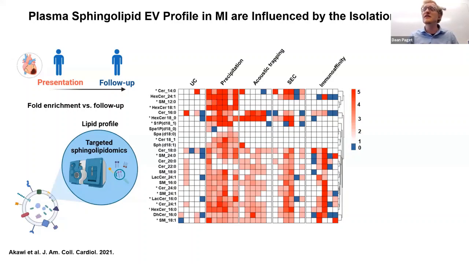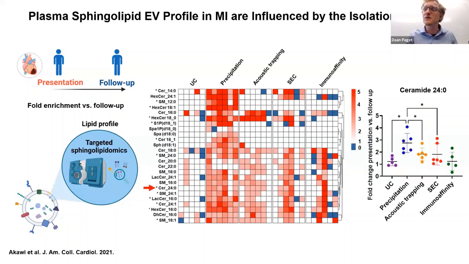What we see again is a very stark difference between the different isolation methods. In particular, precipitation seems to have a huge increase at time of presentation versus the 1 month follow-up, whereas for other methods this is less emphasized. And again, when we zoom in on, for example, ceramide 24, we see a big difference. Ceramide 24 for ultracentrifugation is equal between time of presentation and 1 month follow-up. But when we isolate extracellular vesicles using precipitation, we see about a 3-fold increase at this acute phase. So this was very interesting data.